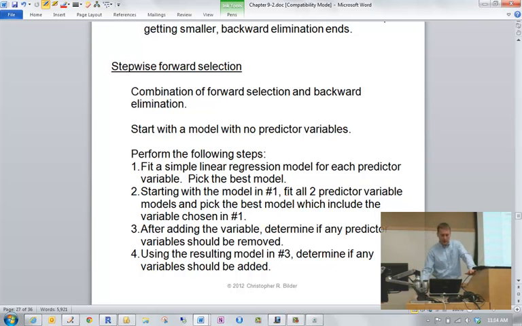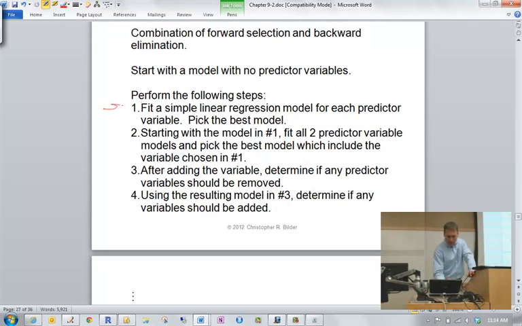So simply put, here are the following steps. Start with a model that has no predictor variables in it. Then try to find the most important predictor variable to add to the model. So simply, you can fit simple linear regression models for every single predictor variable. Find ones that maybe have low t-test p-values. The one that has the smallest p-value, add that to your model of interest first.